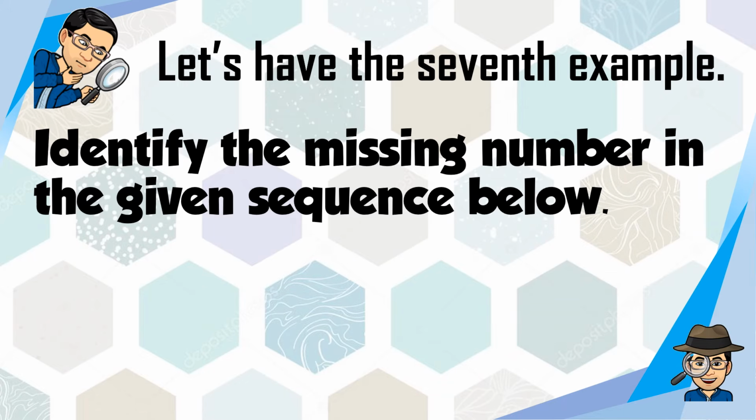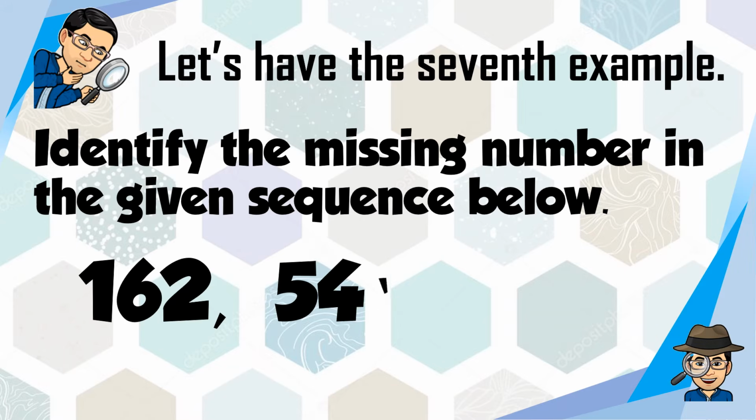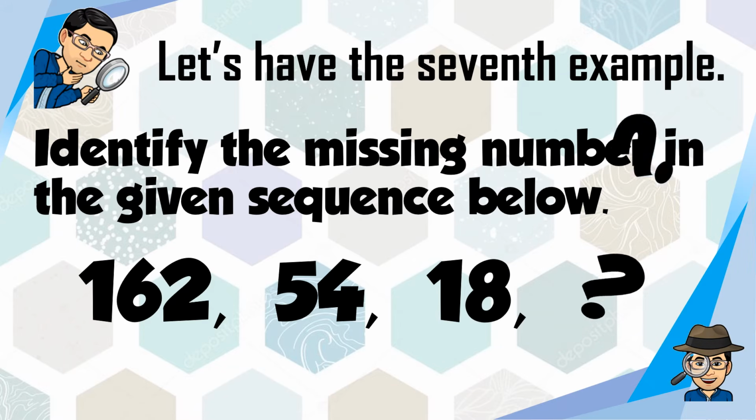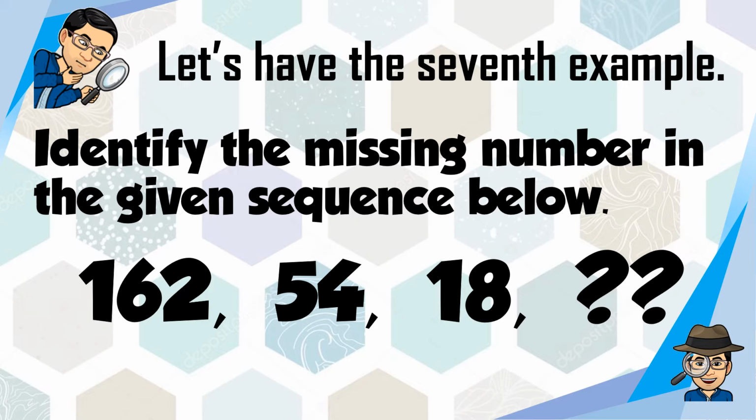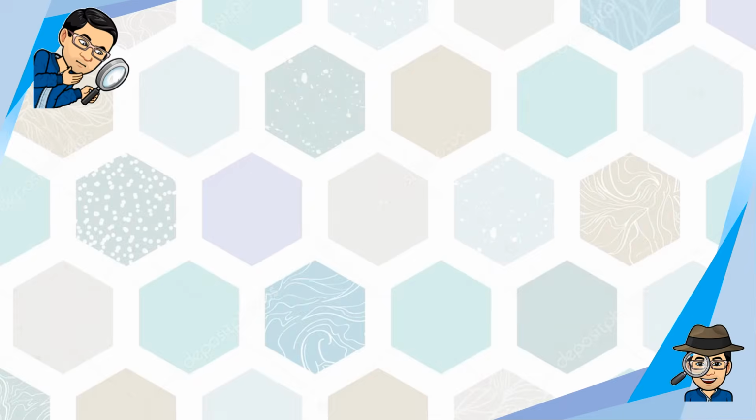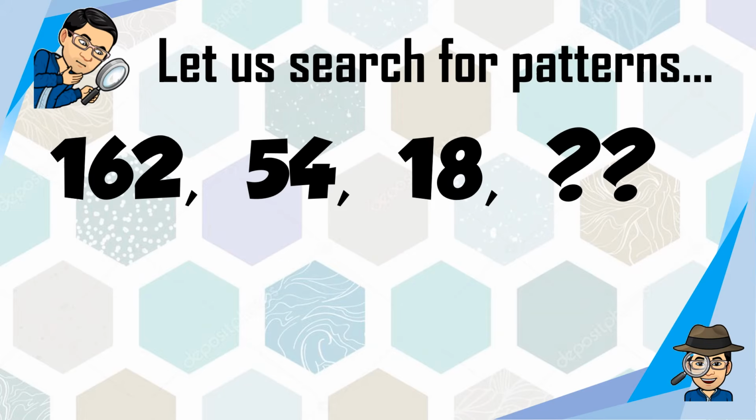Let's have the seventh example. Identify the missing number in the given sequence below. 162, 54, 18, and then question mark. So, kung mapapansin ulit natin, ang numbers are decreasing. So ang operation lang dito usually is subtraction or division. So, ang gagawin lang natin dito is division. So, mag-iisip tayo ng number. Ano ba ang di-divide sa 162 para makuha ang 54? That is divided by 3.